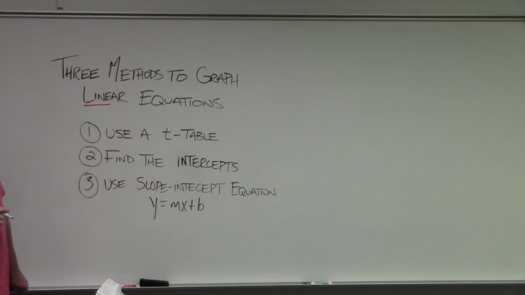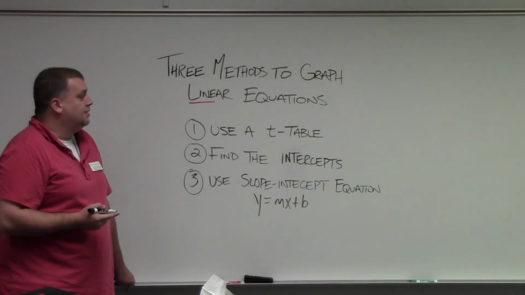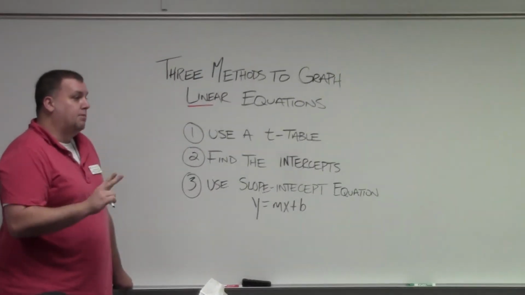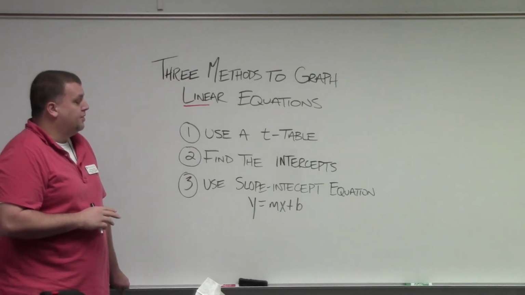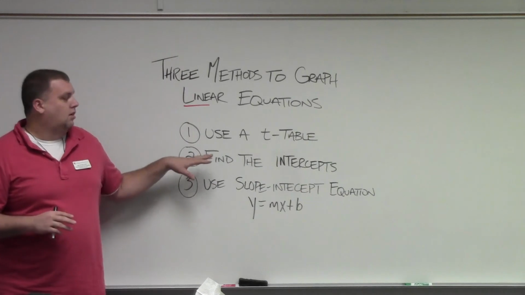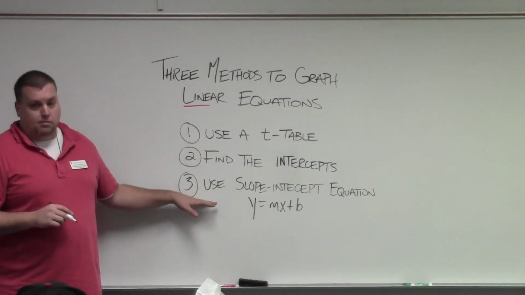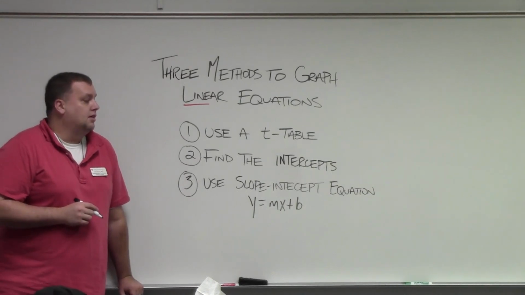All right. There's three methods that we can use. One, we can use a t-table, basically where we pick our points, what we want to use. Two, we can find the intercepts, and those are two specific points that we have to find. Or we could use the slope-intercept equation, y equals mx plus b. You may not have seen all of these yet, but we'll get to them. So we're going to cover all three and show you that you can use any one of those methods and get the graph of the line.